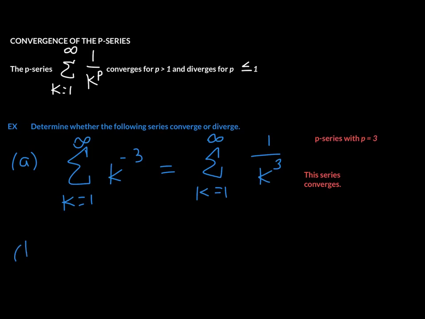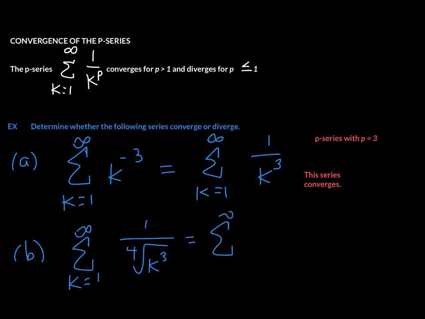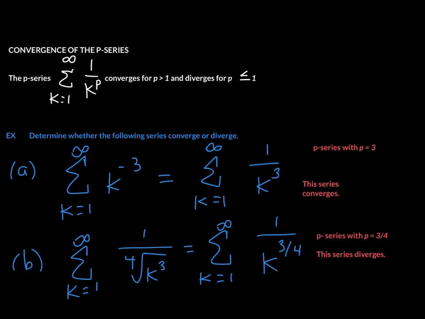All right, let's look at another one. This one will be the infinite series as k goes from 1 to infinity of 1 over the 4th root of k cubed. Now, keep in mind that this can be rewritten as 1 over k to the power of 3/4. Now, this is a p-series, and p is equal to 3/4, which is less than 1. Therefore, the series diverges. All right, and that one's done as well.